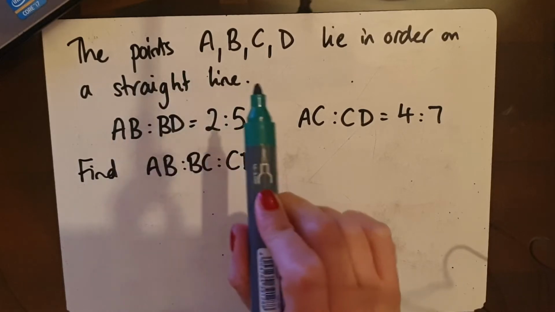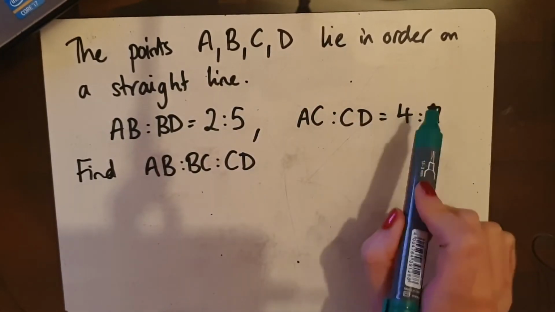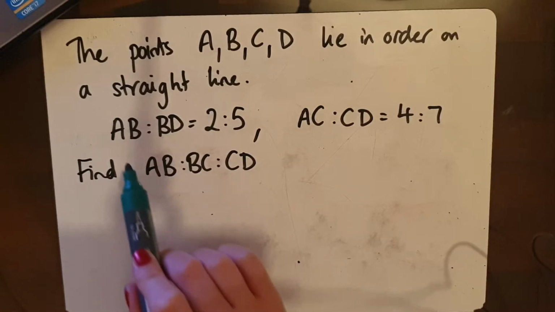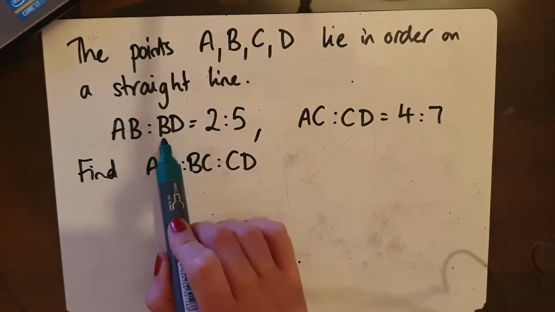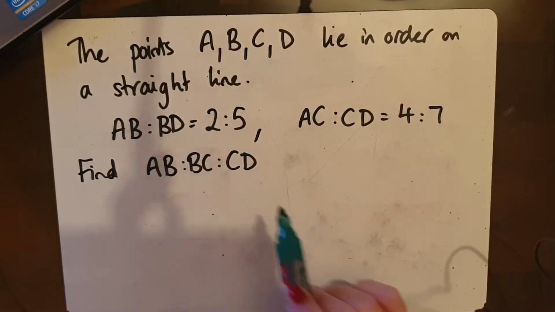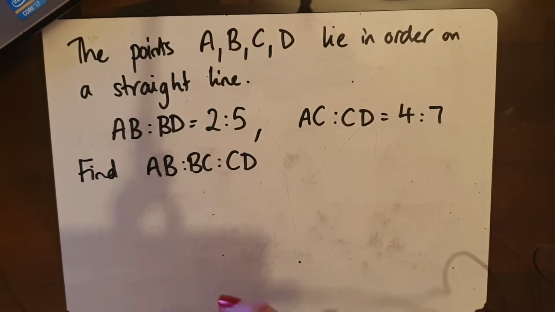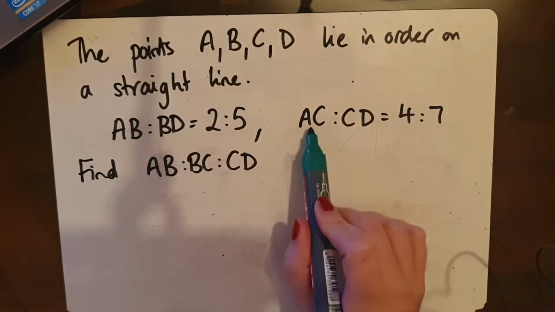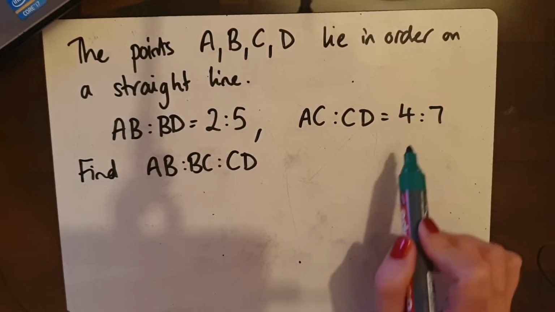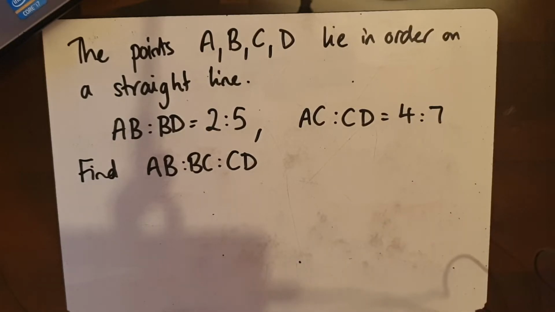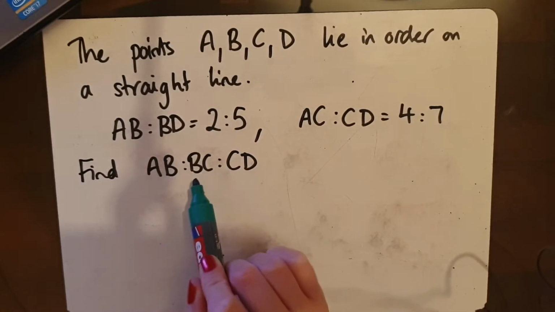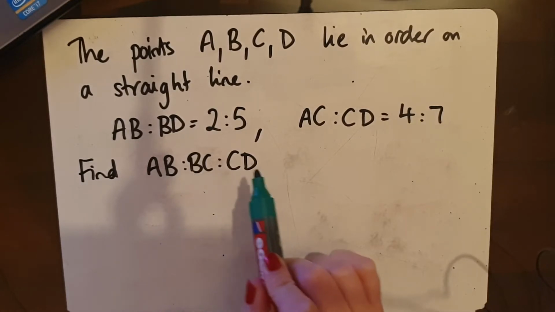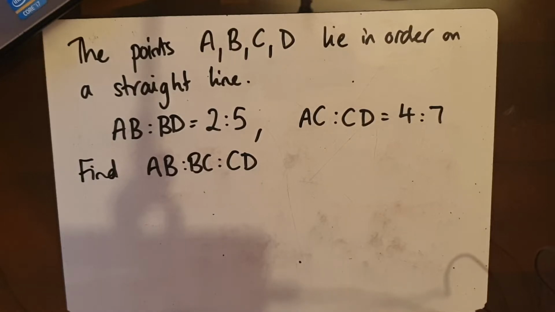So the points A, B, C and D lie in order on a straight line. The distance between A and B to the distance between B and D is 2 to 5. So that's what AB means. It means the section of the line that is from A to B. Then A to C, in the ratio with C to D, is 4 to 7. So the question wants us to find the distance between A and B to the distance between B and C to the distance between C and D.